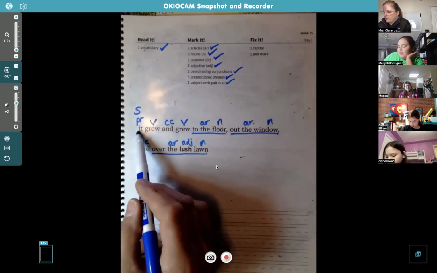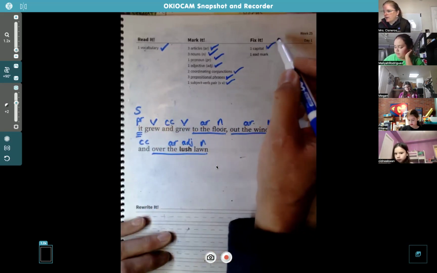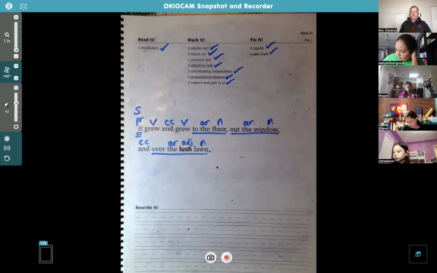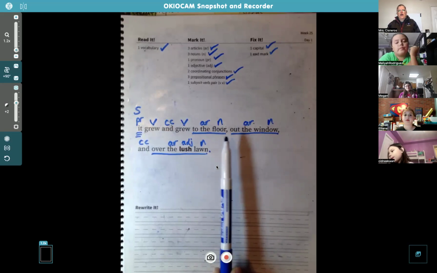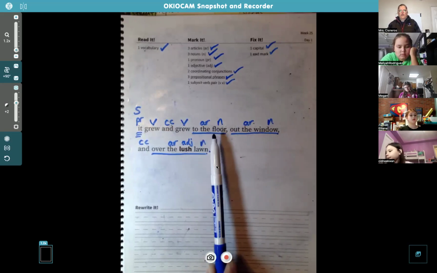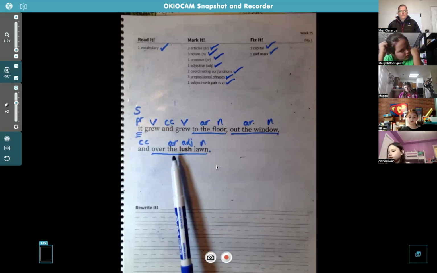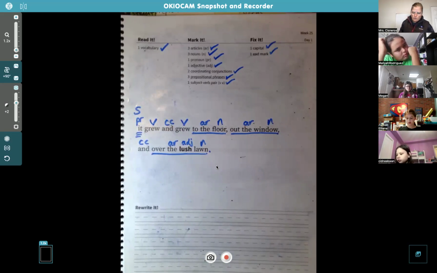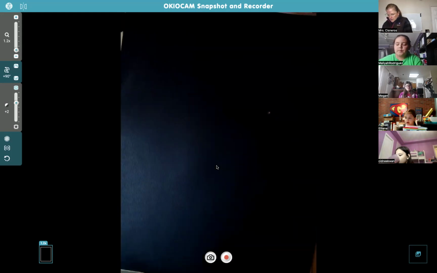And then our capital, that one's easy. And then your end mark, that's also easy. Just a period at the end. Easy peasy. Notice how each one of those phrases does not have a verb in it. To the floor, it's just an article and a noun with it. Out the window, over the lush lawn. So keep that in mind when you're looking for prepositional phrases. All right, that's done. Let's go on to the binder next.